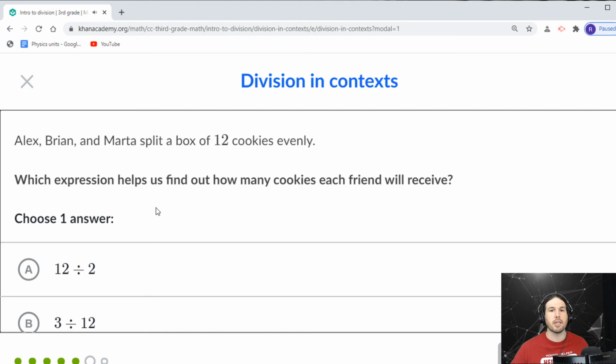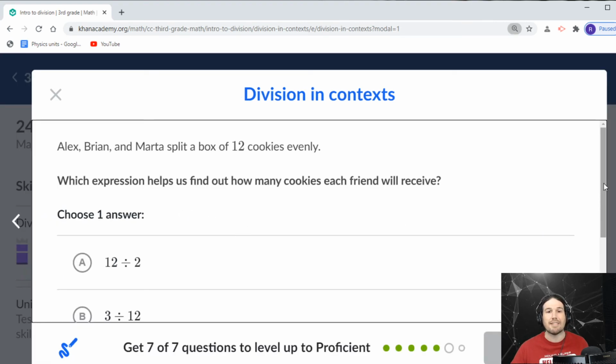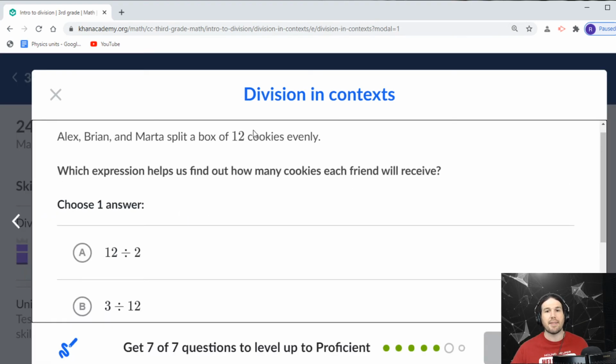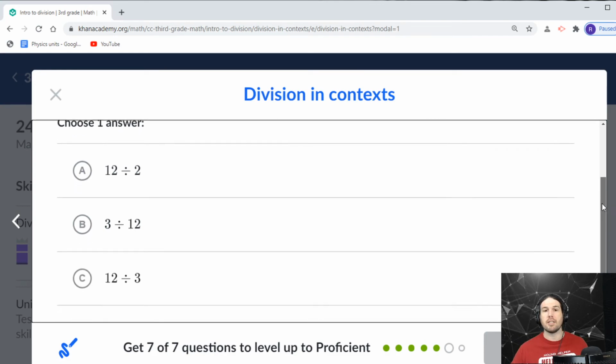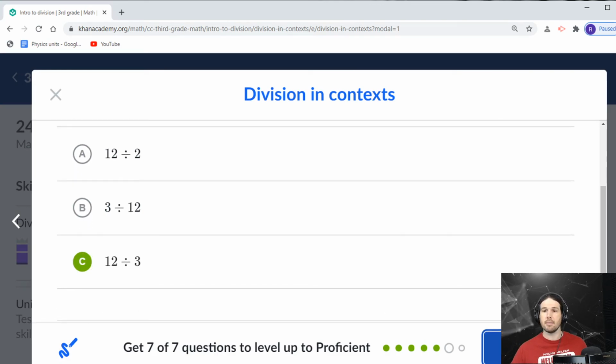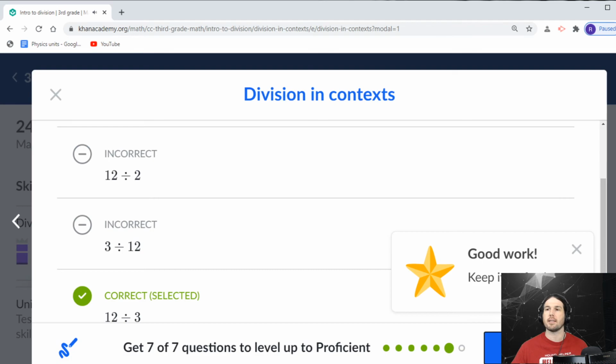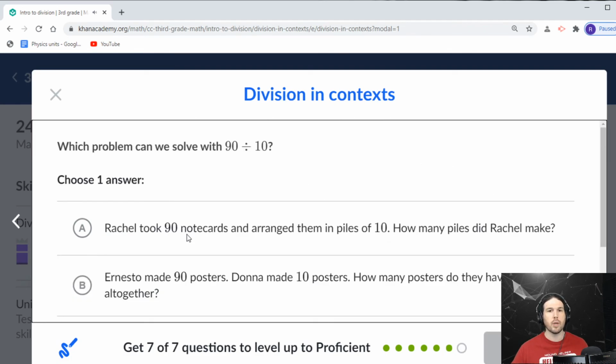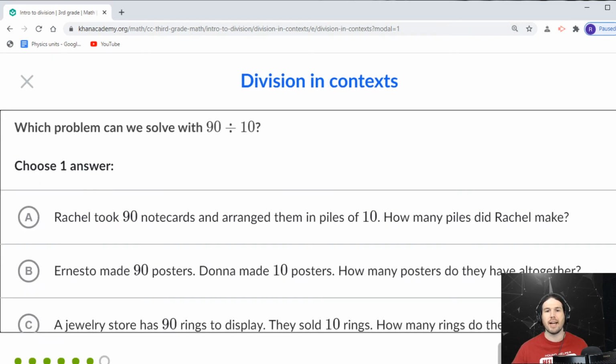Alex, Brian, and Marta split a box of 12 cookies evenly. So we would take that 12 cookies and we would divide it by the 3 friends to get 4 cookies per friend. Which problem can we solve with 90 divided by 10?